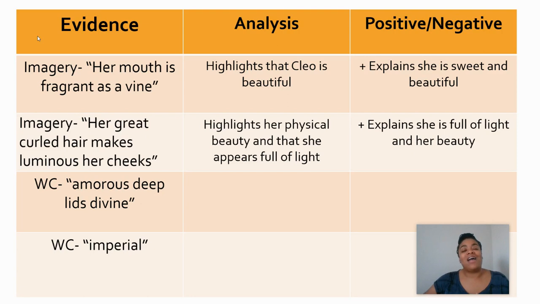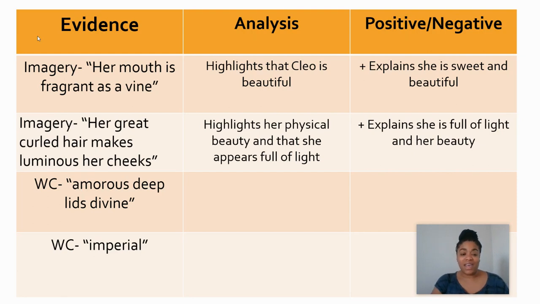After we determine our analysis, we're going to look at those words. Do those words have a positive or a negative connotation? And after we decide that, we're going to write positive or negative and then explain why. Got it? So let's look at our very first piece of evidence under word choice.